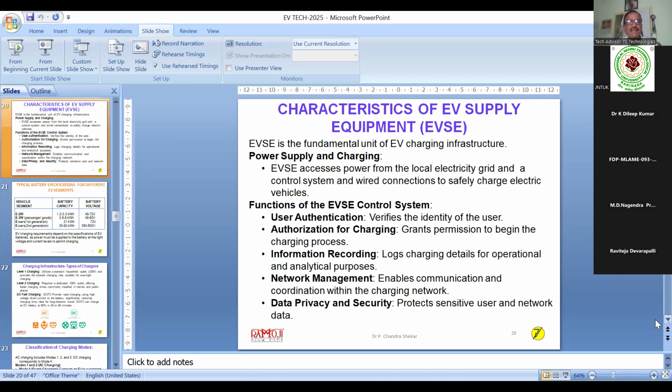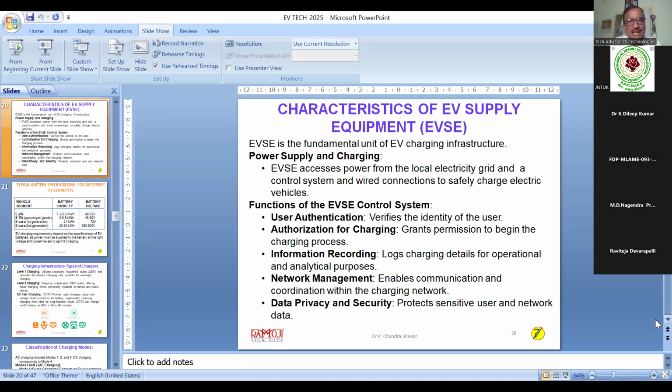We are going to have electric vehicle supply equipment also now. EVSE is a fundamental unit of EV charging infrastructure. Now we have got a battery, we have got a car, we have got a control system. Now finally batteries need to be charged. So what are the advantages? We'll see. EVSE is a fundamental unit of EV charging infrastructure.